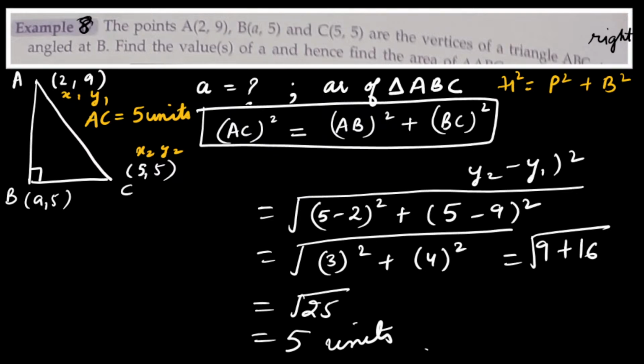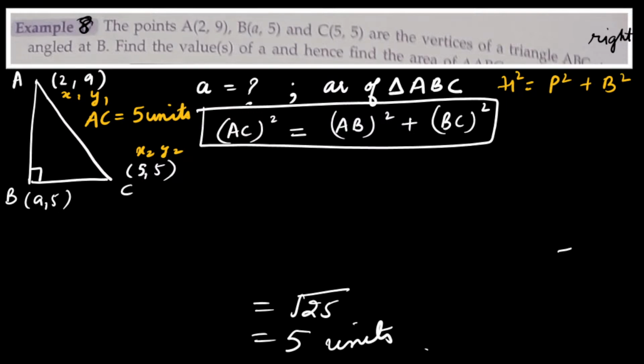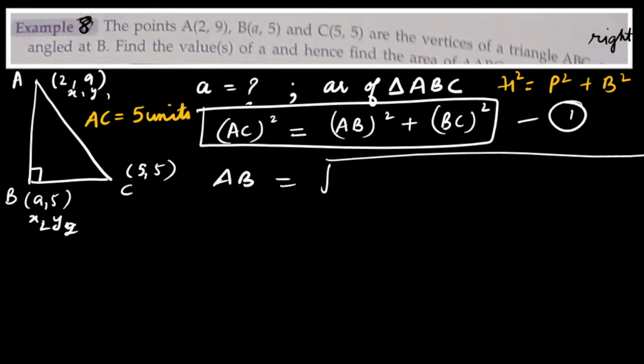Okay, let's now find the other two distances. Because of space, I'm just going to clear this. Later, after finding all the distances, we'll just substitute. I'll mark it as equation 1. Now let's find AB. For AB, I have to use the coordinates of A and B. So this is x1, y1, and x2, y2. So the distance is the square root of x2 minus x1 whole square plus y2 minus y1 whole square.